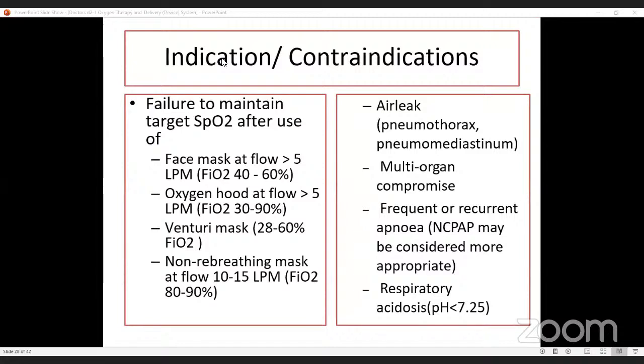Then frequent or recurrent apneas, so we cannot keep on adjusting every time. So CPAP is only allowed when the patient is breathing on his own, and same is for HFNC. And if the respiratory acidosis is profound and the pH is less than 7.25, then it's not indicated.